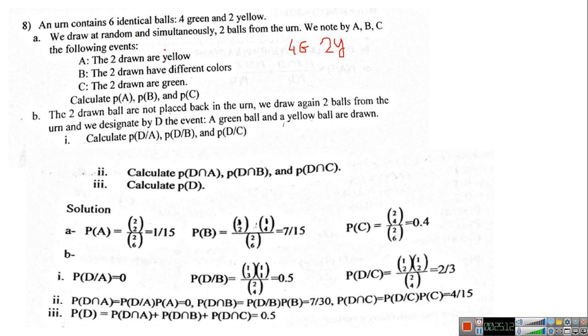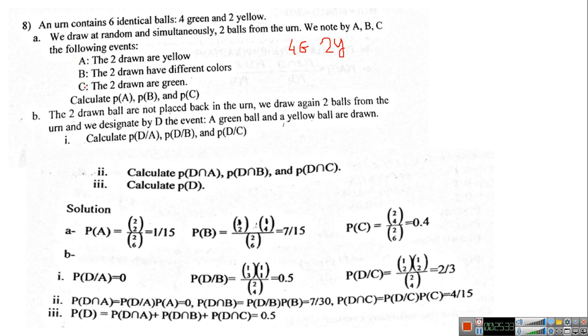We denote by A, B, C the following events. A, the 2 drawn balls are yellow. B, the 2 drawn balls have different colors. C, the 2 drawn balls are green. So either 2 yellow or 2 green or 2 have different colors. So this makes a total probability, as you can see, either it's A or B or C.